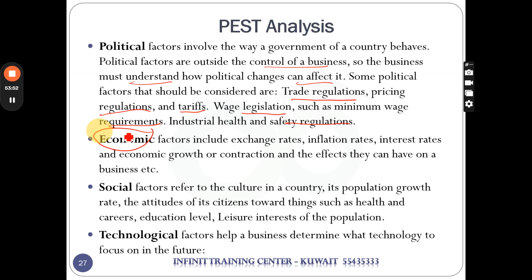Also, you have to consider economic factors like inflation rates, interest rates, how the economy is growing or contracting. All these things we have to consider. Also, social factors like education level and leisure interest of the population. Again, your strategy is based on these factors. And finally, technological factors help business determine what technology to focus on in the future. So this is what PEST is: political, economical, social and technological factors you have to study to formulate a strategic plan.